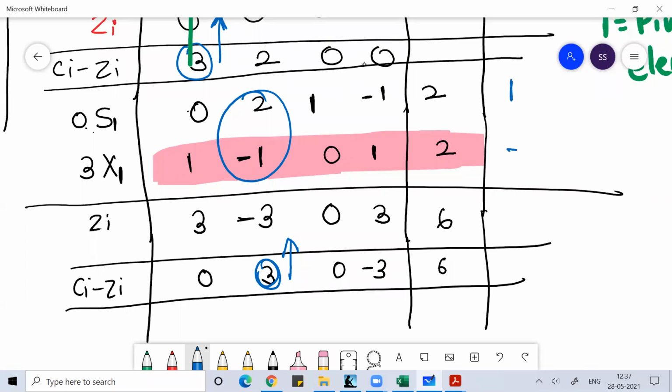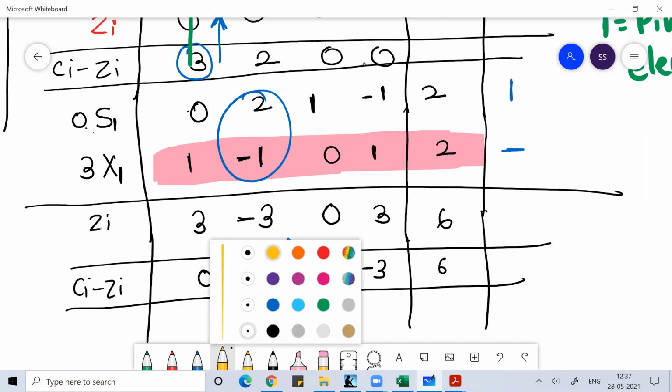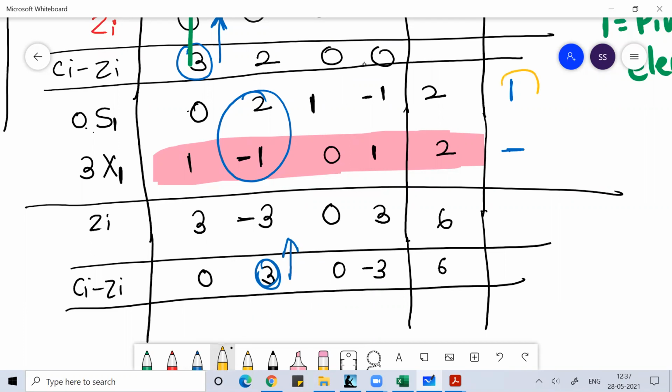We will not consider the negative value if you're getting it. So the smallest value now is 1. It means S1 will go out and will be replaced by X2.